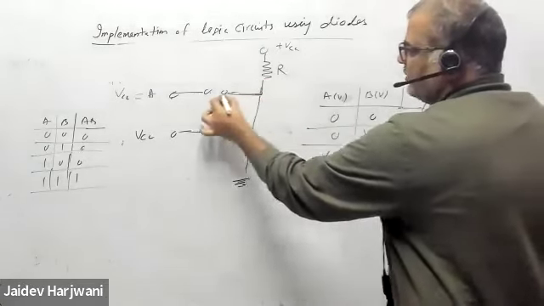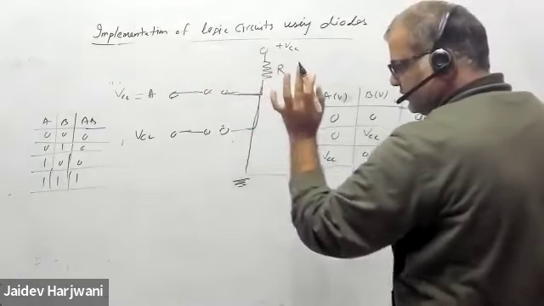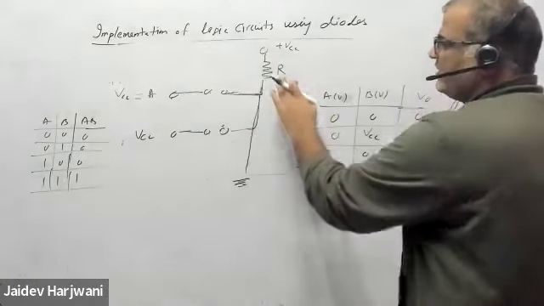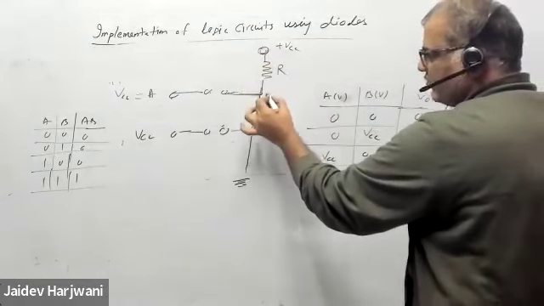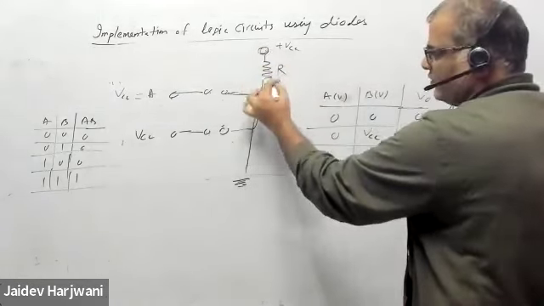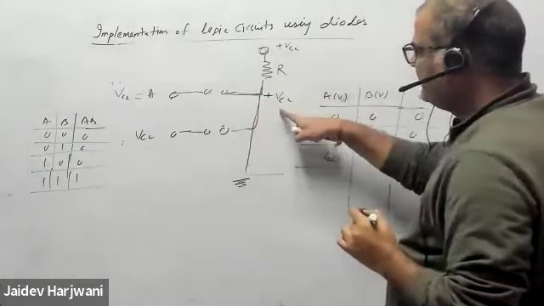So this current cannot go here. Current will not go. So obviously there will be no current flowing. No current flowing here, so this voltage will automatically come here. No drop will be there because no current can flow here. The circuit is incomplete, so this voltage VCC will come here.